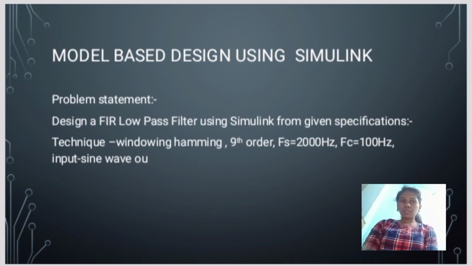Today I am going to explain the FIR low pass filter using Simulink on MATLAB. So we have taken model based design using Simulink, which is a ninth order FIR low pass filter using the windowing Hamming technique, where Fs is equal to 2000 Hz and Fc is equal to 100 Hz.